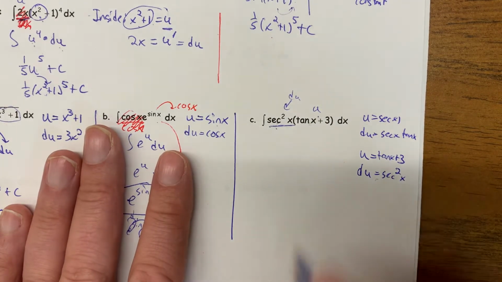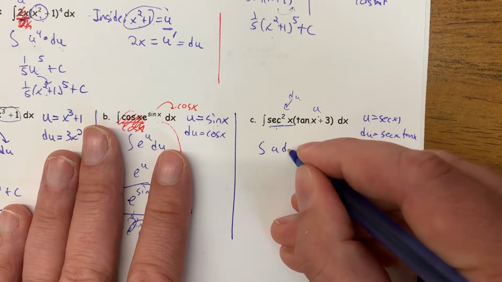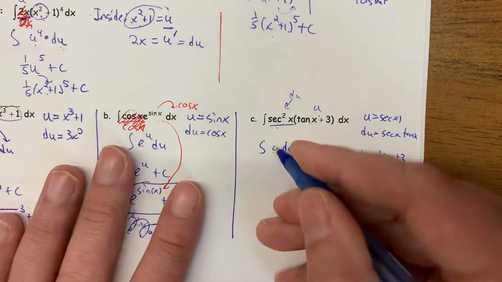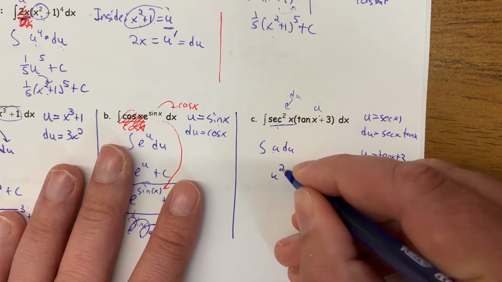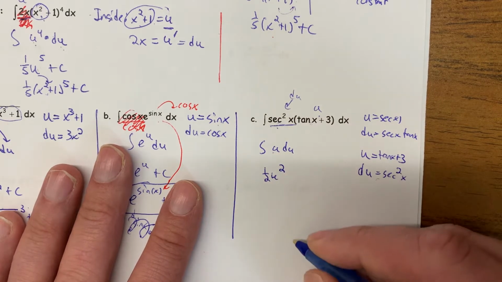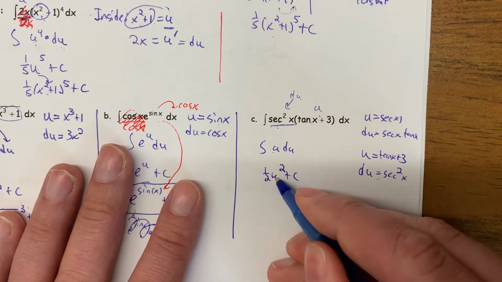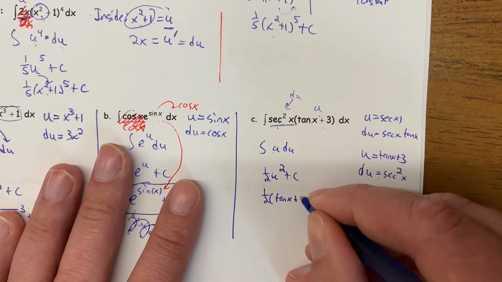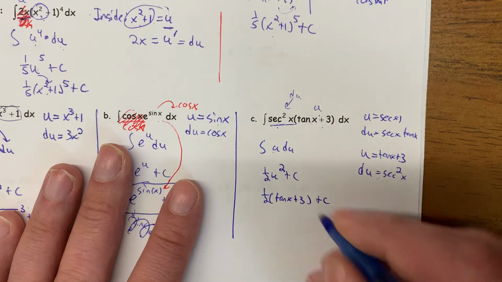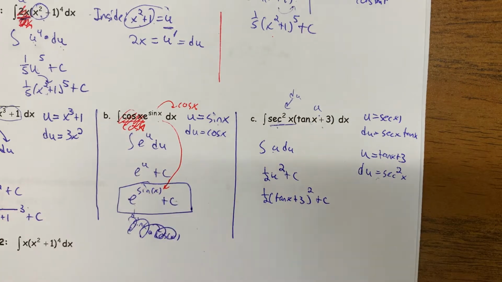If this is u, then we've got the integral of u du. And how do we do the integral of u? Well, the integral of x is x squared, and we divide by the power. So 1/2 u squared plus c. And the u was tangent of x plus 3. So 1/2 tangent of x plus 3 plus c. Oh, squared, sorry.